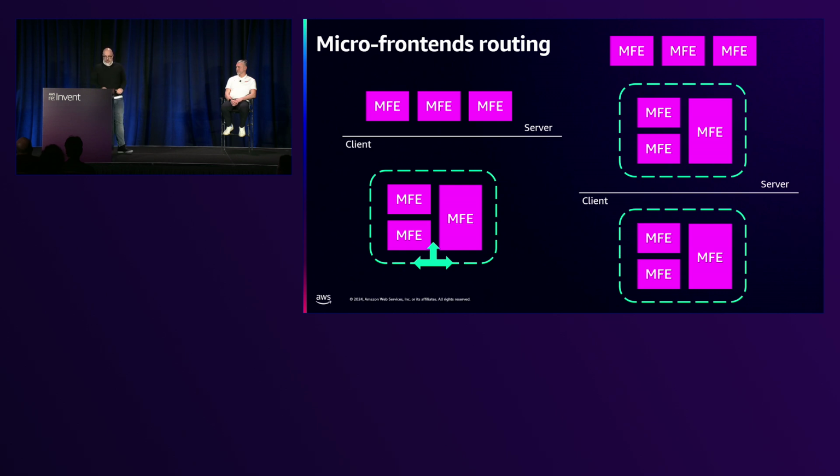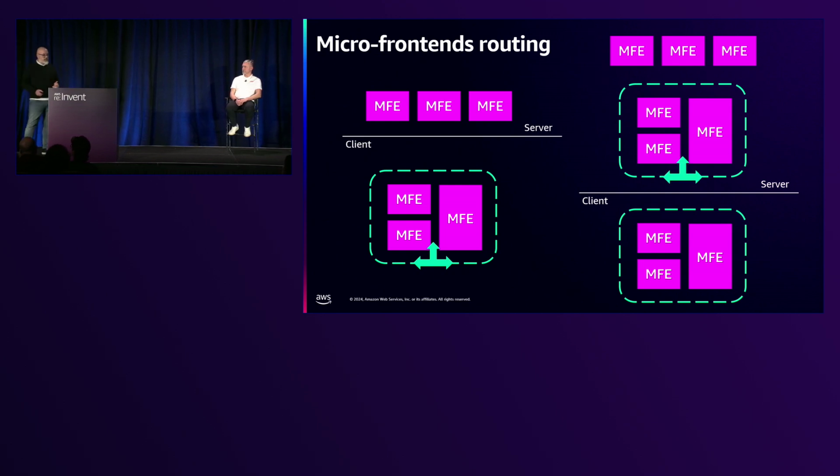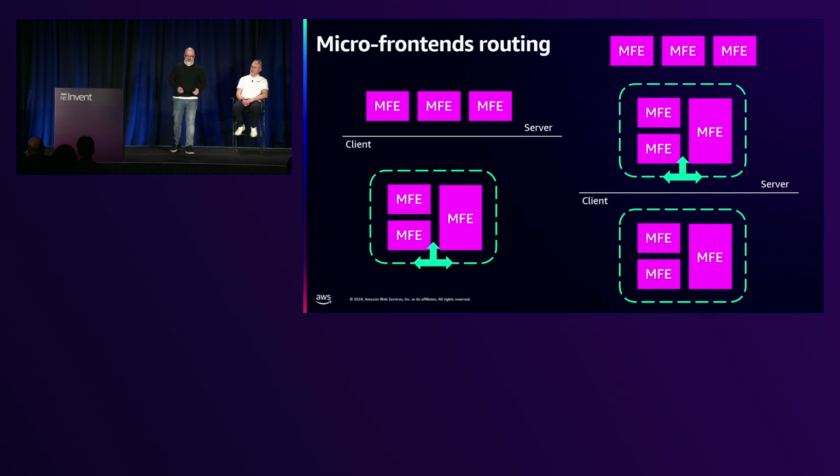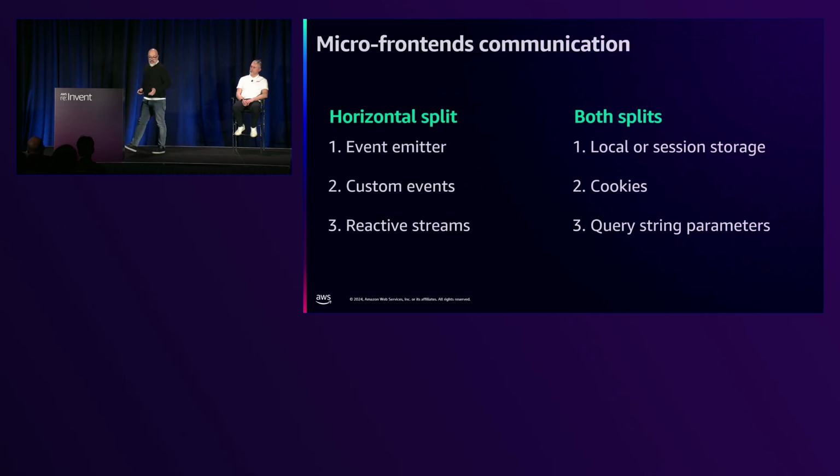Now there is the routing part. Routing means I move from one page to another one, and therefore I need to load one or another set of micro-frontends. In that case, usually the application shell on the client side has the logic for loading the right page, or better, the right micro-frontend, and composing them. Similarly, in server-side rendering, the routing is happening on the server because the composition is happening on the server.